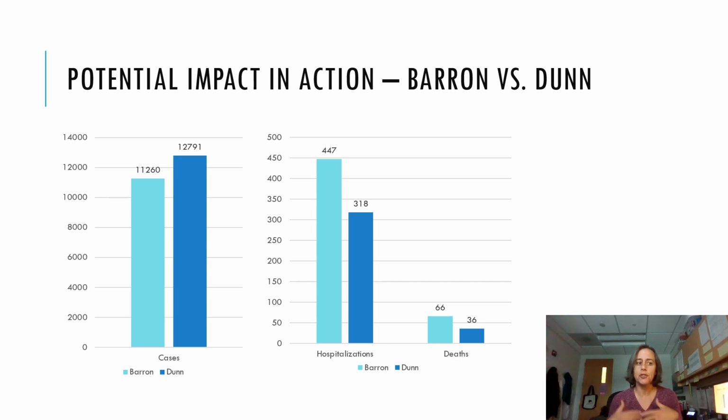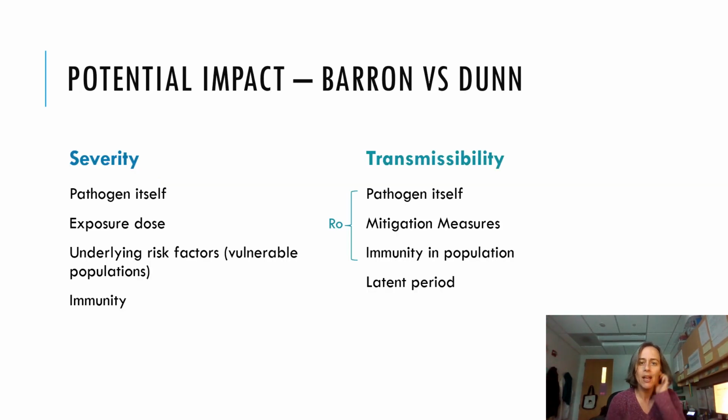And then I asked you to hypothesize as to what perhaps may have resulted in the fact that there were more hospitalizations and deaths in Barron County than there were in Dunn County. And many of you actually identified factors that are in fact true. So looking at the impact, right? We're seeing more hospitalizations and deaths. Why? Well, is it severity or is it transmissibility?